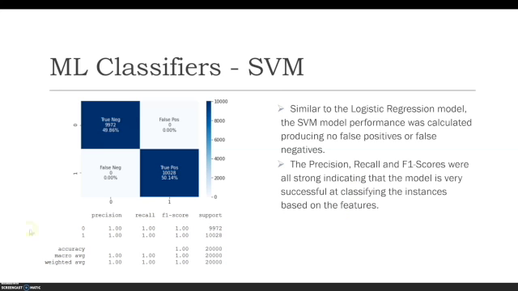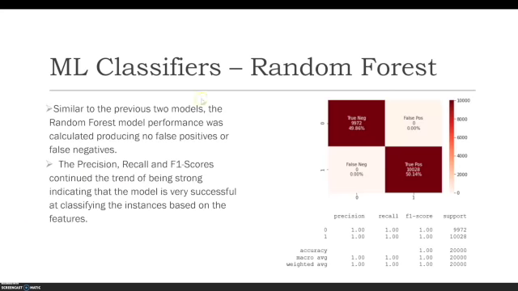The next machine learning classifier we tried was random forest, and you would be amazed to see that, similar to the previous two models, the random forest model performance was calculated again, with no false positives and no false negatives, showing the same split between true negatives and true positives. The precision, recall, and F1 scores were perfect, with an accuracy of 100%.